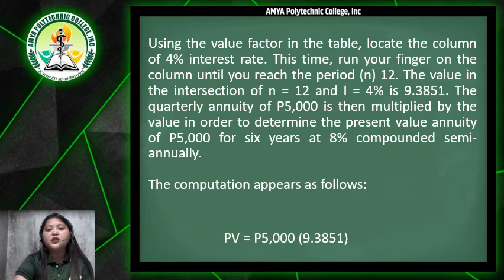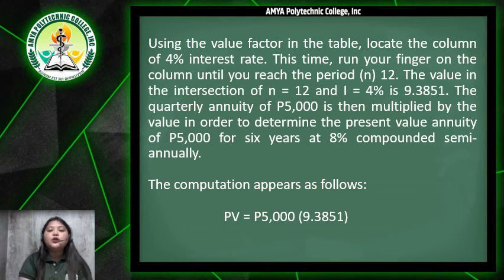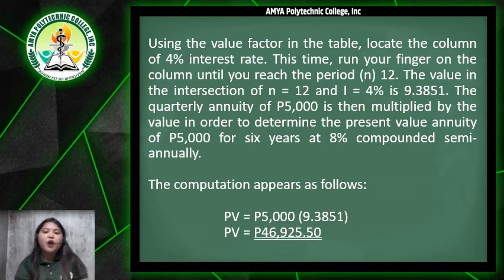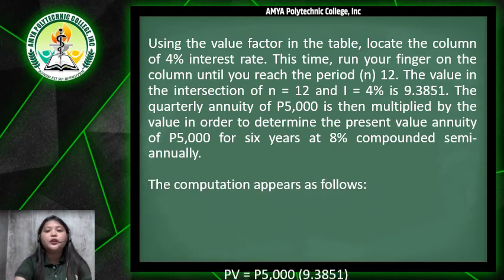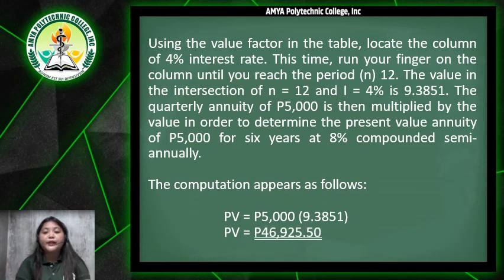So the computation appears as follows. We have our annuity and then our interest. So our present value is 46,925 pesos and 50 centavos. So using the value factor, as what I told you a while ago, again, this is our present value.